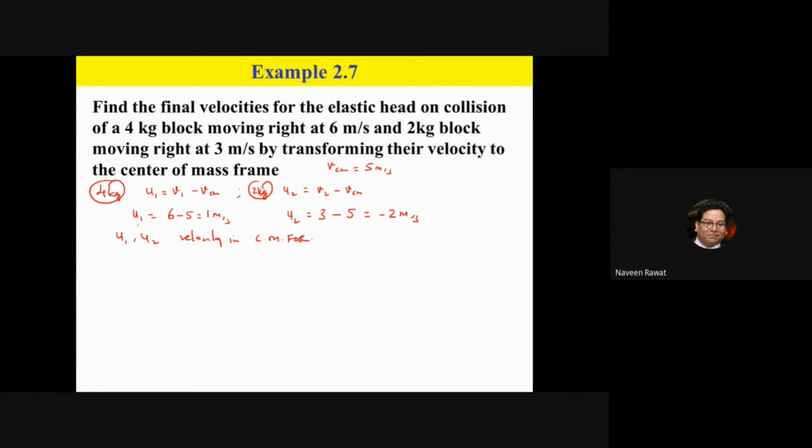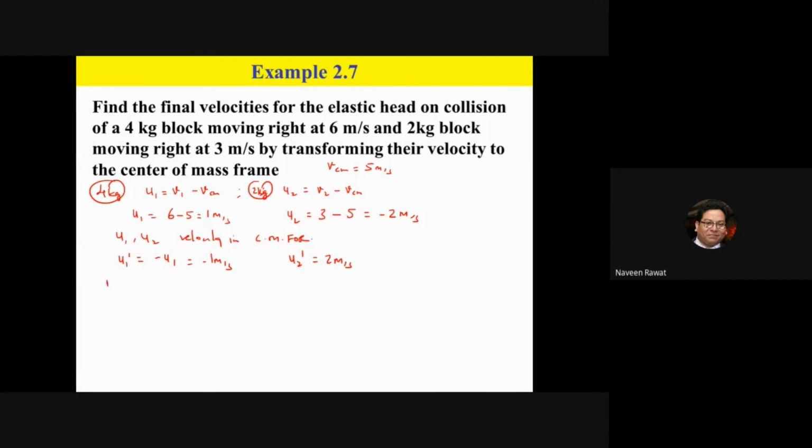Now from here what you need to do is calculate the final velocities. We know that the final velocities are simply the negative of the initial velocities in the center of mass frame of reference. So the first object will have the velocity after collision as minus 1 meter per second, and the second object will have the velocity as 2 meters per second, which is just the negative of these values.